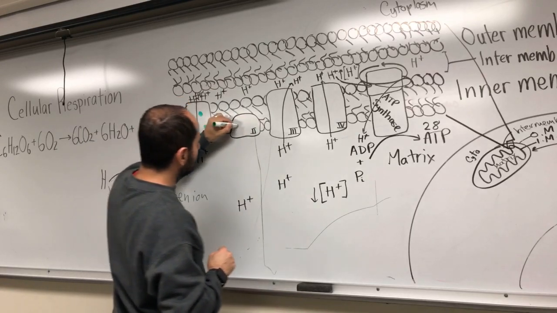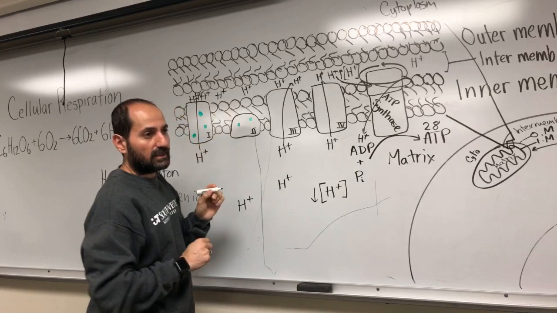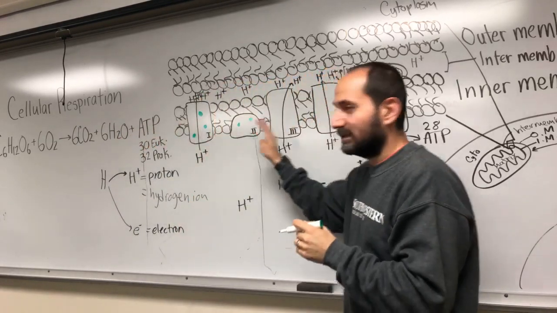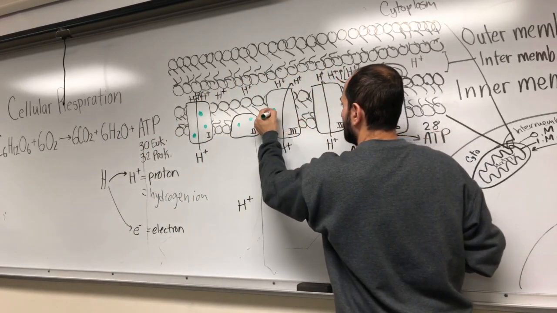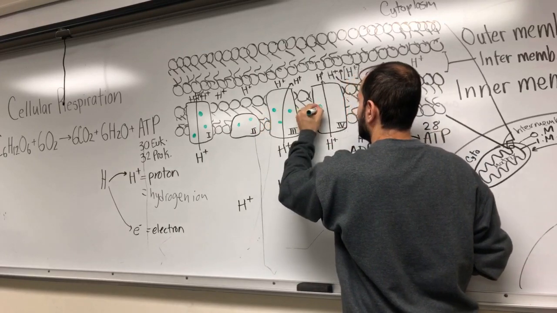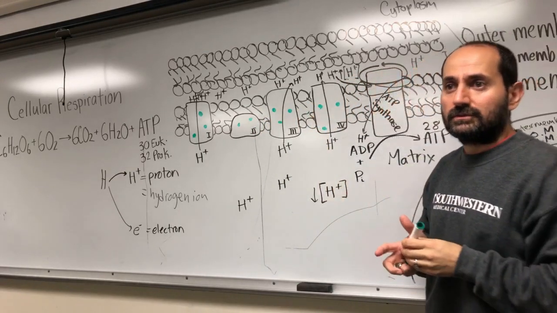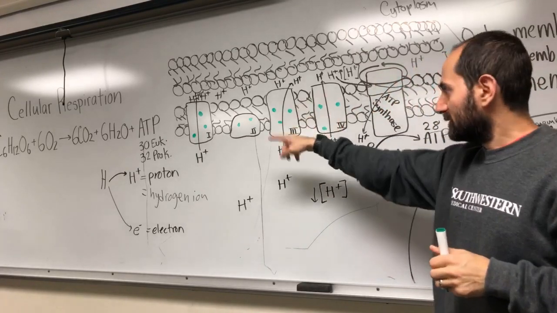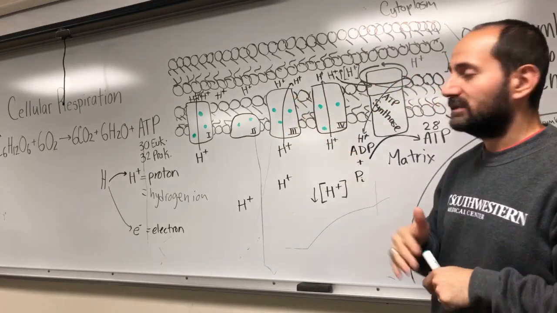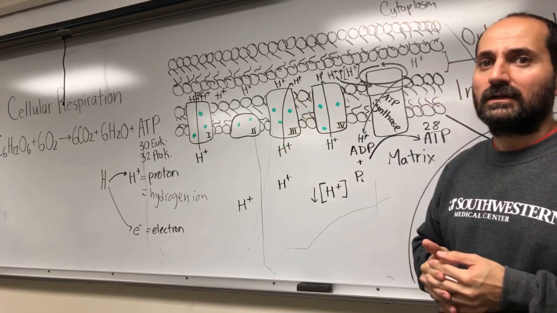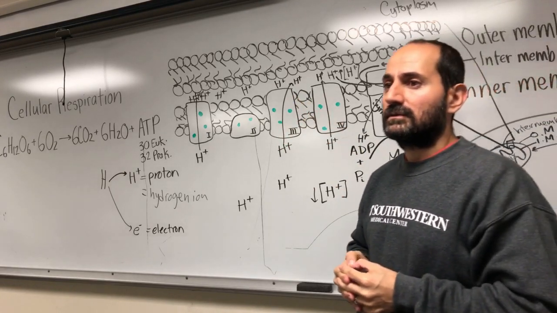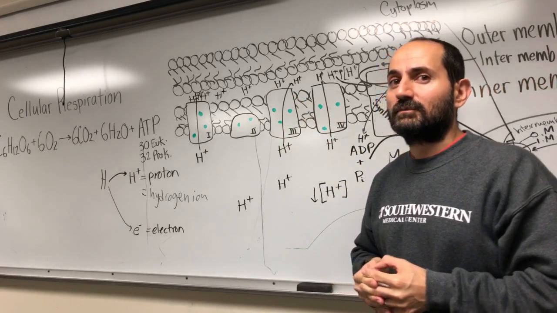And these green dots are part of the complexes 1, 2, 3, and 4. You see those green dots I drew? Those are part of complex 1, part of complex 2, 3, and 4. But those green dots are cofactors. Okay, cofactors. You guys remember cofactors?